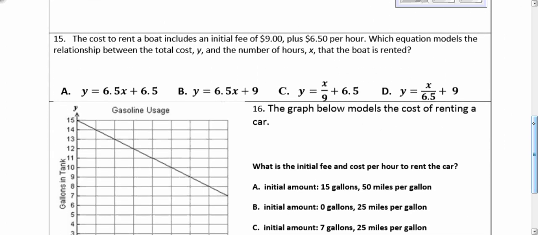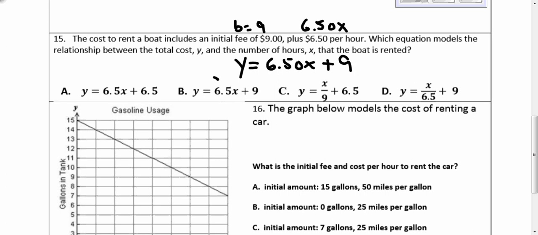The cost to rent a boat includes an initial fee of $9. The initial fee, that is your b, 9, plus $6.50 per hour, which is your x, $6.50x. Which equation models the relationship between total cost, which is y equals, and the number of hours, x, the boat is rented? So that's what it should look like. This is your answer, B.